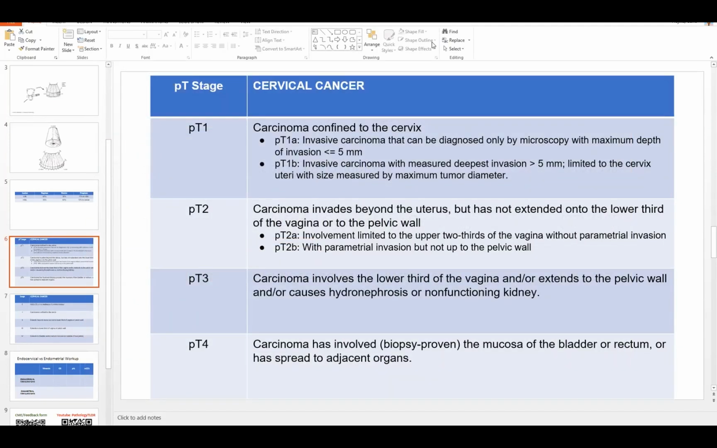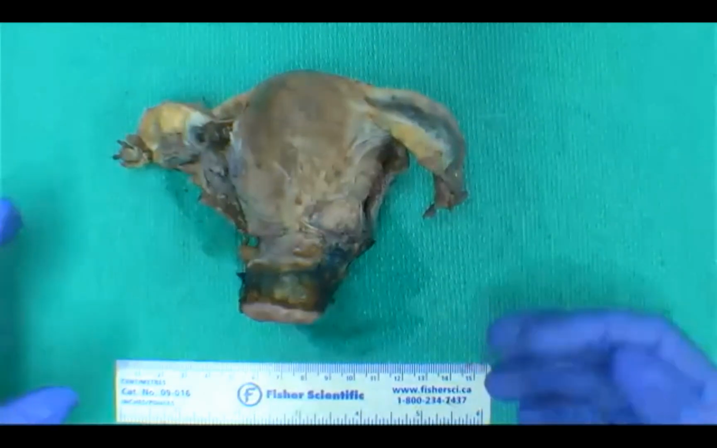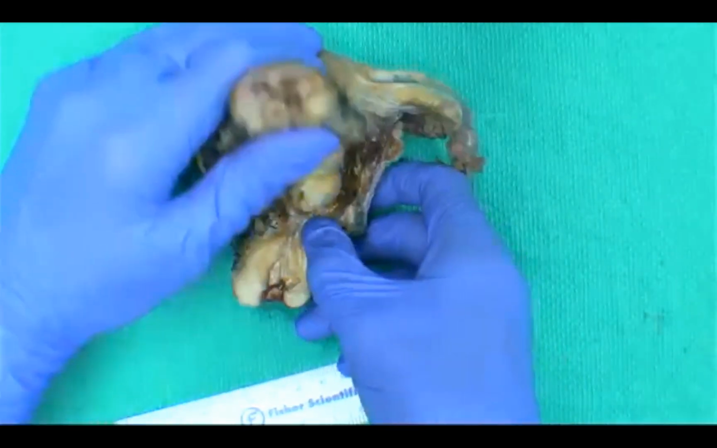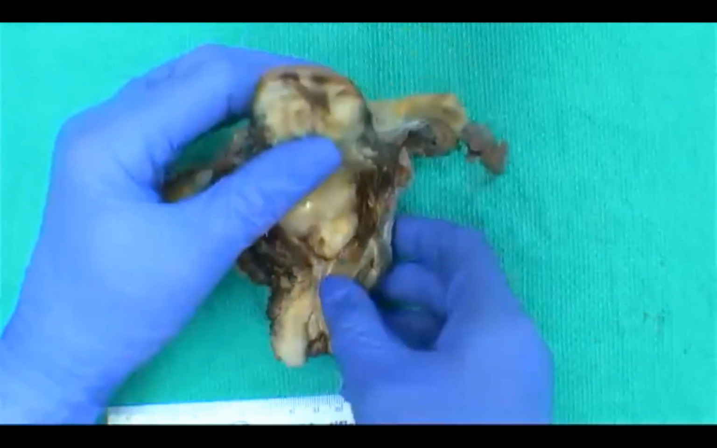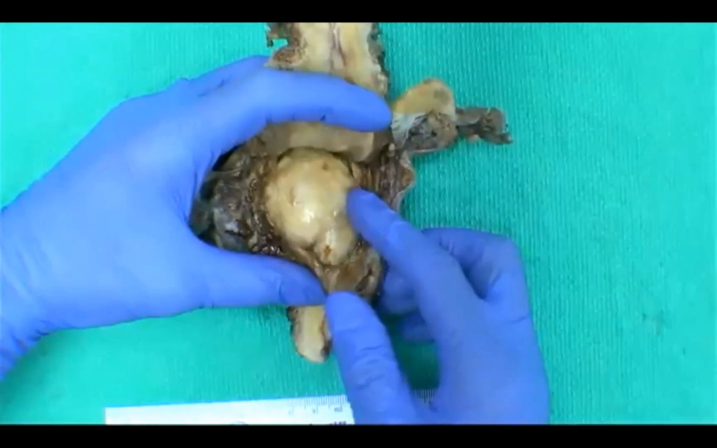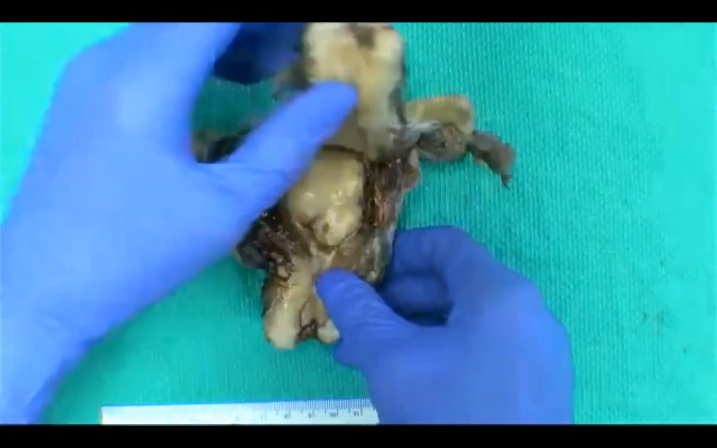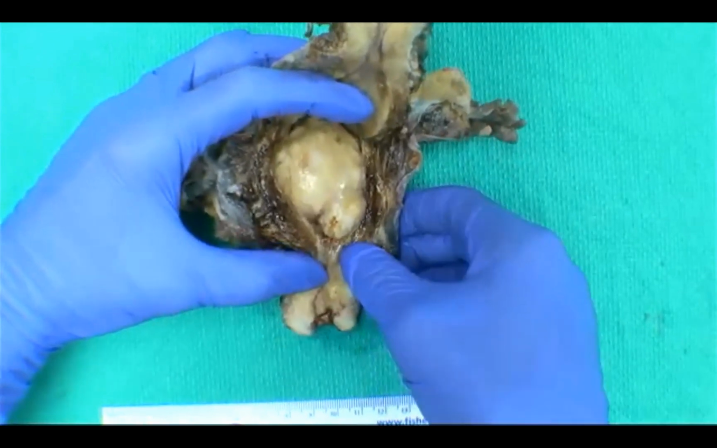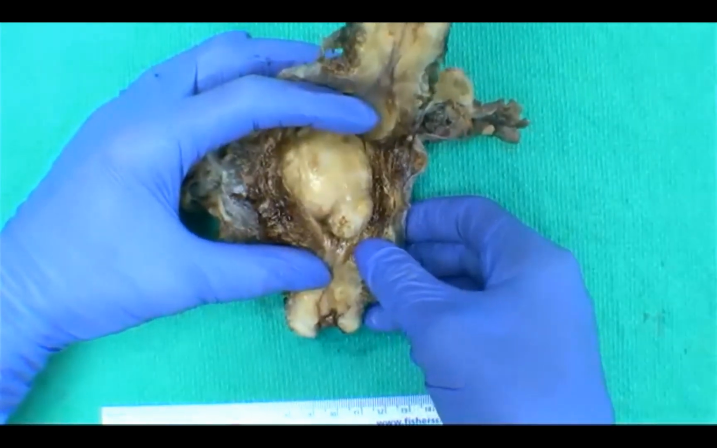So can we go back to the specimen and talk about the other pathologic finding in this? Yes, the more obvious one is this lobulated firm tan nodule in our anterior endometrial cavity. Do you think we can introduce a cut? Yes, we can definitely do that.